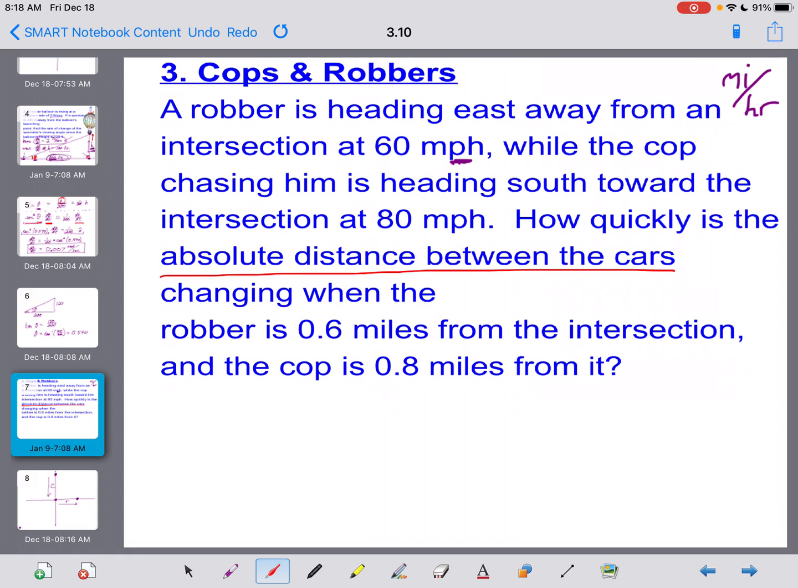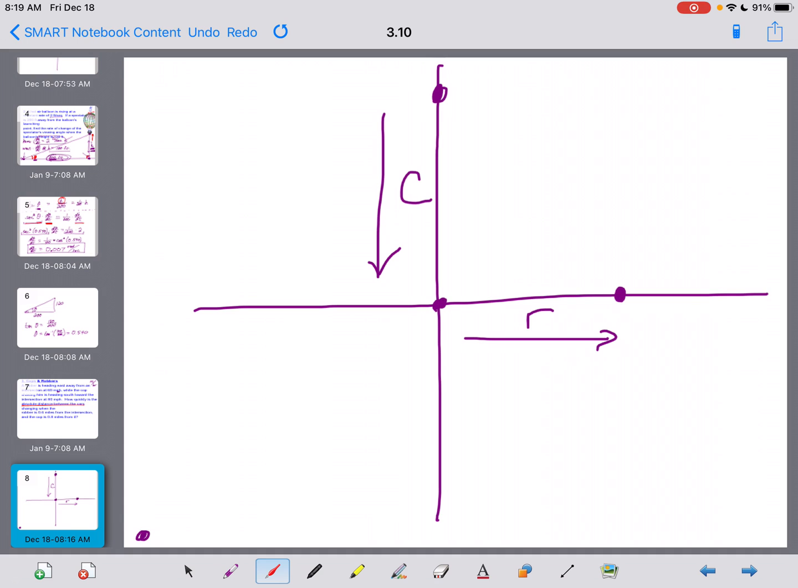When we talk about absolute distance between two things, that is the direct straight line measurement, everybody, between two points. So that red segment that I just drew is going to represent the absolute distance between the cop's car and the robber's car. Not as opposed to what's called, I learned in a college geometry class, a taxi cab distance, which would be the sum of that distance plus this distance right here. When we say absolute distance, we mean as the crow flies.